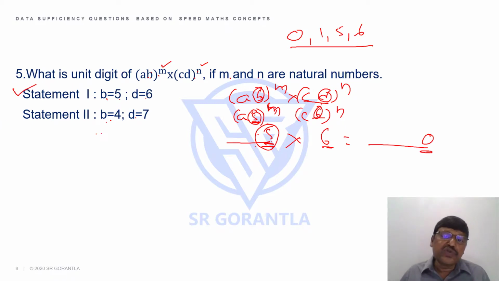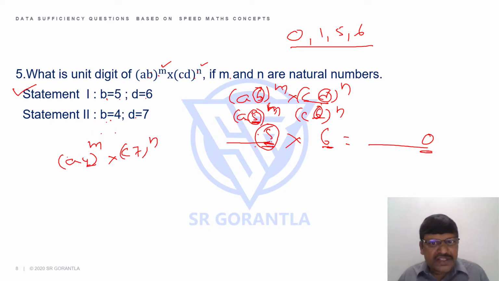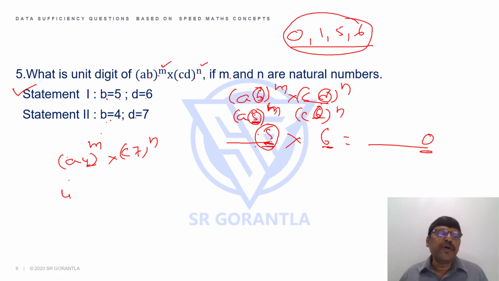What about statement 2, students? B is 4, D is 7. So we have 4 power m and 7 power n. Students, 4 power anything will not always give the same digit. Only 0, 1, 5, 6 will have the same digit. 4 power 1 will be 4. 4 square will end with what? 16, 6. 4 cube will end with what? 64, 4 again. So 4, 6 are coming alternately. It's not one answer; there are two different answers.